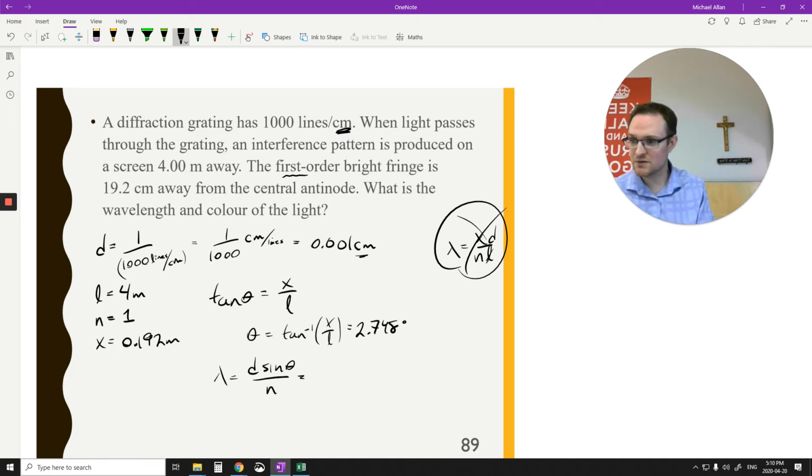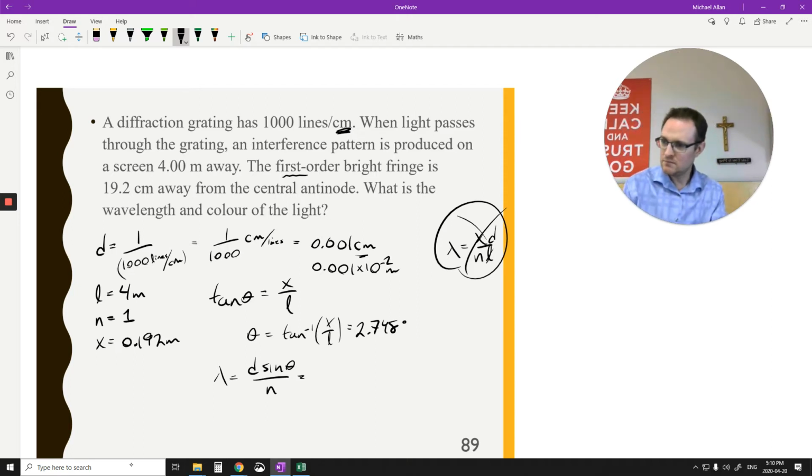Just as simple, because once we find the angle, I've got the angle in my calculator. I'm just going to go d, which we found by taking the reciprocal there. Oop, I've got to change it into meters. So this is going to be 0.001 times 10 to the negative 2 meters. Kind of weird notation. That's not scientific notation. Remember, in scientific notation the first digit has to be significant, and in this case it's not. Times the sine of my angle, which we just found, divided by 1.